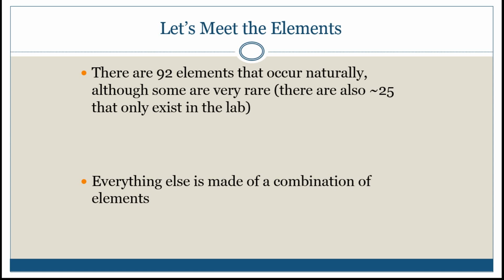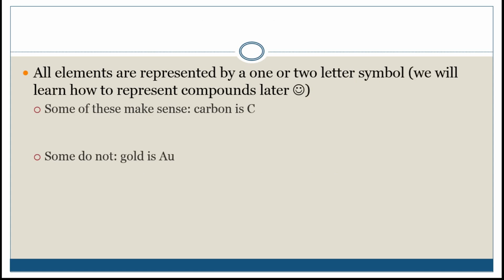Everything else in the universe is made up of combinations of these elements. All elements are represented by a 1 or 2 letter symbol. Write that down. And then when you combine elements, we call them compounds. We'll learn how to represent compounds next unit.